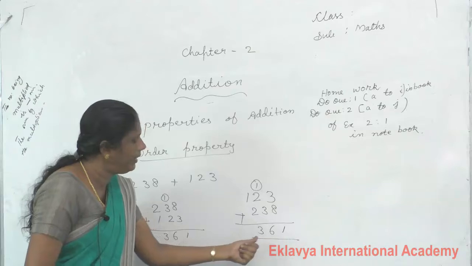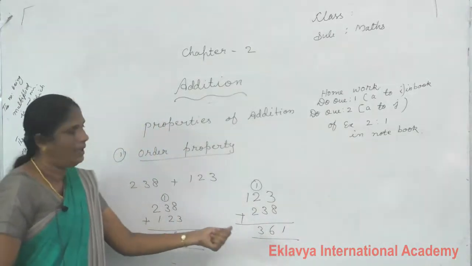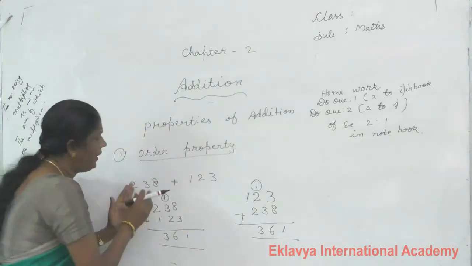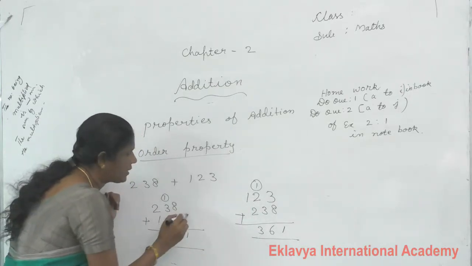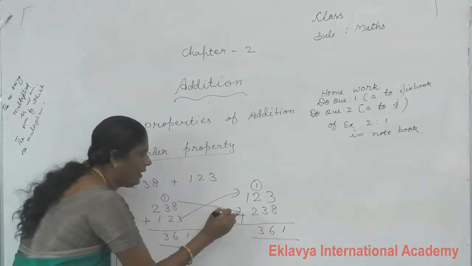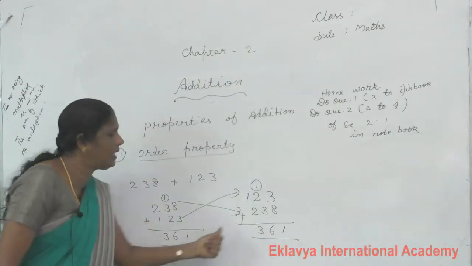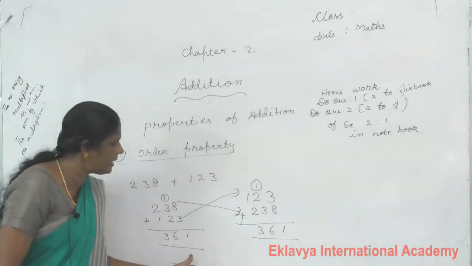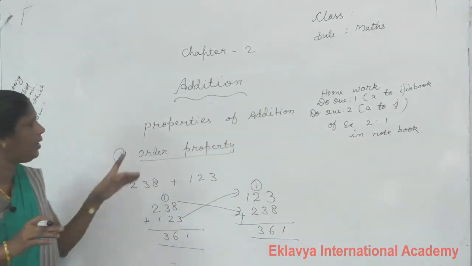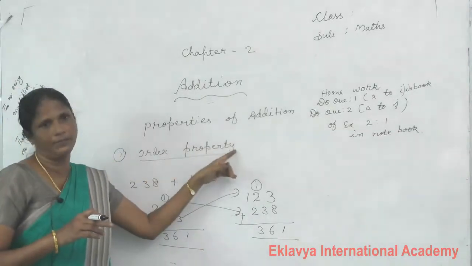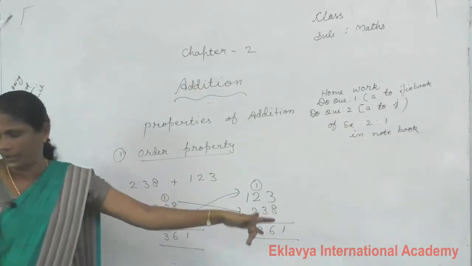Then we add, the result is 361. In this property, we change the order. This goes here, this goes here. We change the order, the result is same. This property is called order property.